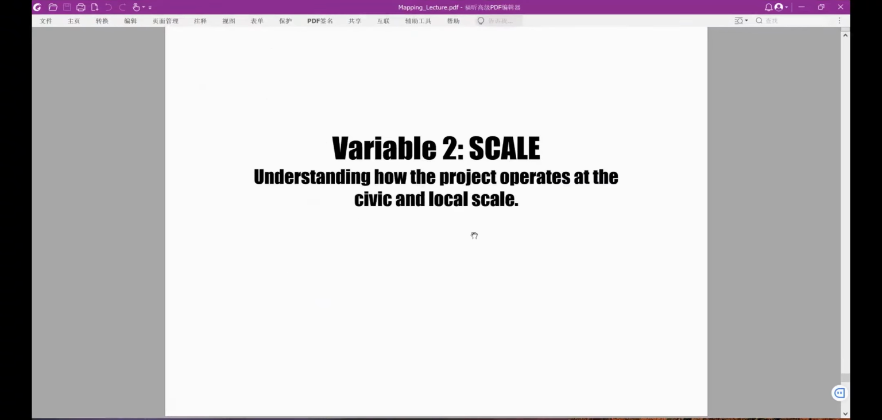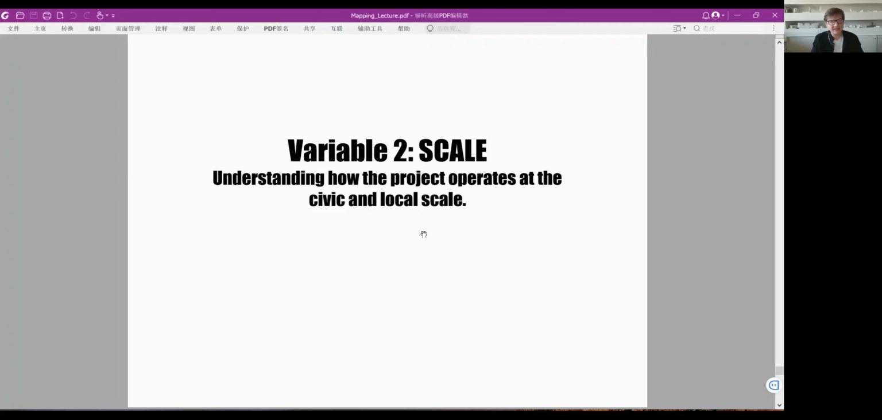And now I come to the second variable, the scale: understanding how the project operates at the civic and the local scale.